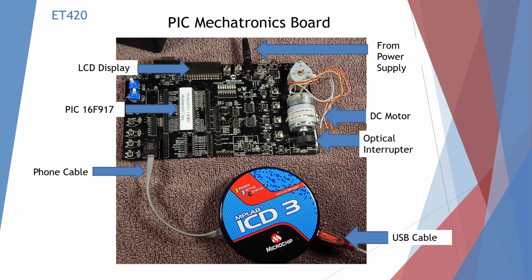On here we have a DC motor. This one up here is a bipolar stepper motor, and down here is an optical interrupter, which we could use to measure the motors. We'll be using those later. Here is our PIC 16F917 microcontroller right here, and those are the basic connections for us to start.